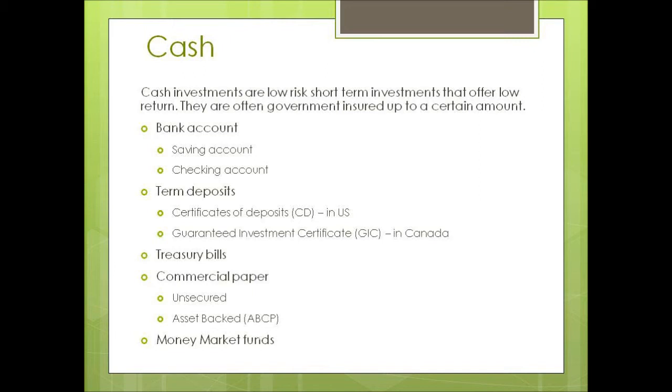Commercial paper usually matures in 1 to 15 days. It is issued by large corporations to get money to meet short-term debt obligations. Money market funds. These are short maturity, high quality money market securities pooled by usually mutual fund companies together for the retail or institutional investors. Next, equities.